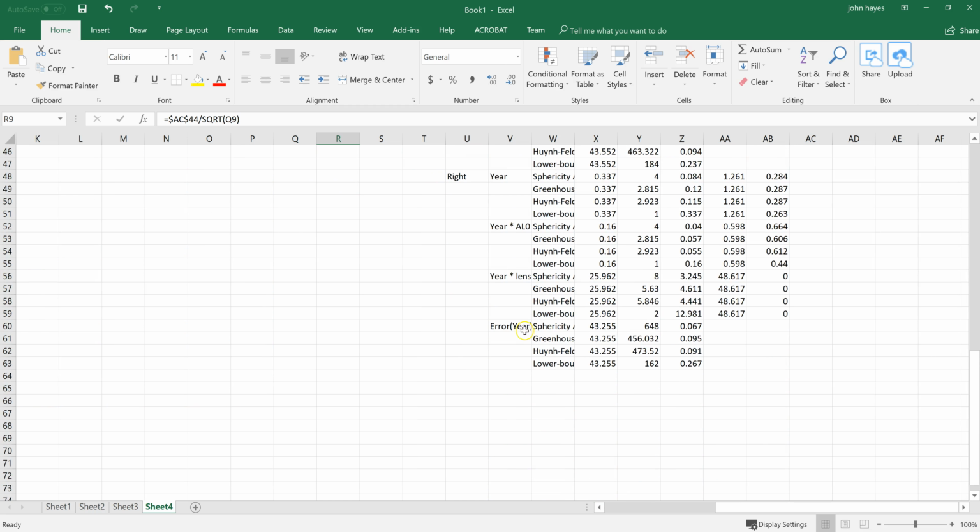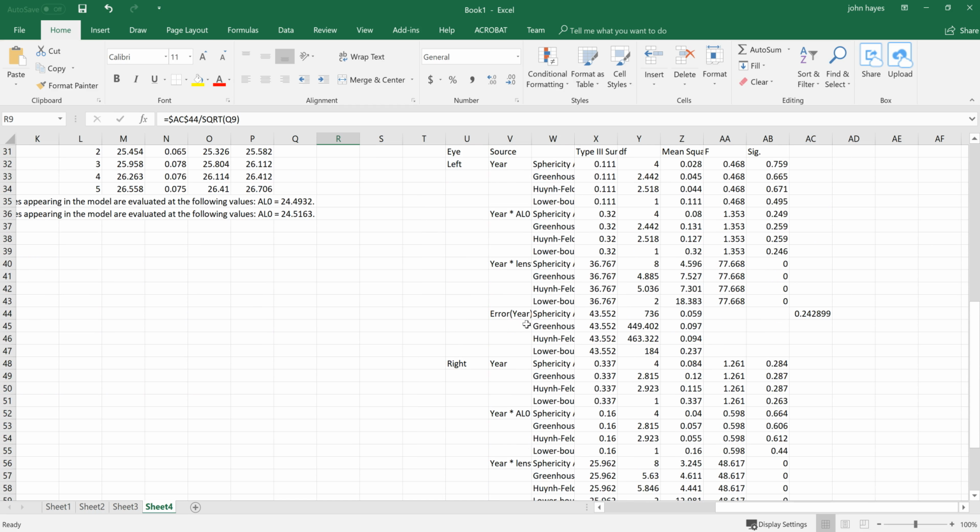Well, down here we have our source table. We have our mean square error right there. We have our square root of that mean square error to give us the standard deviation. But notice we're doing it for this sphericity assumed level. We're not doing the Greenhouse. We're assuming that they're independent. And we're not using these errors, which in a previous video I recommended doing.